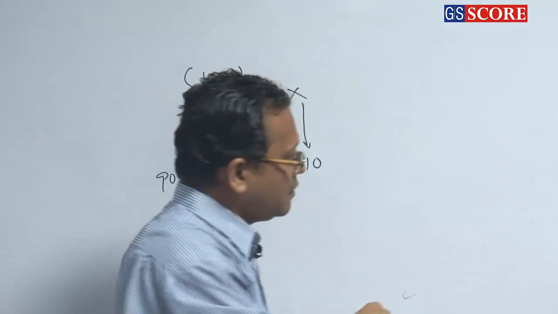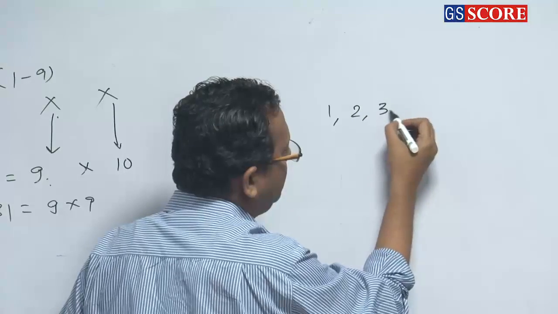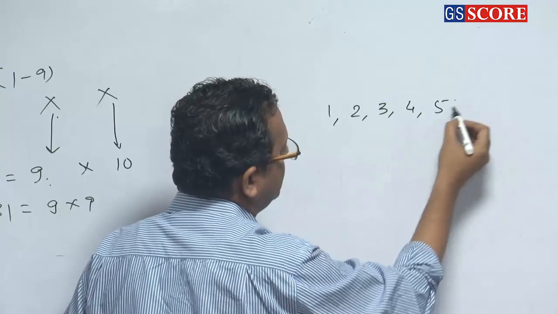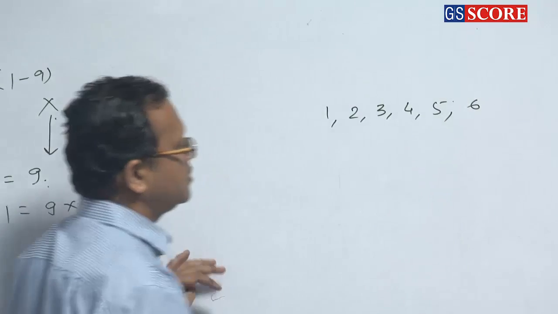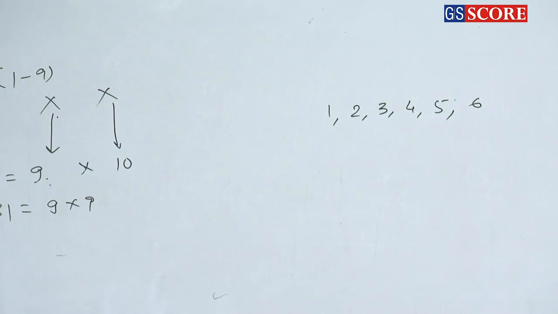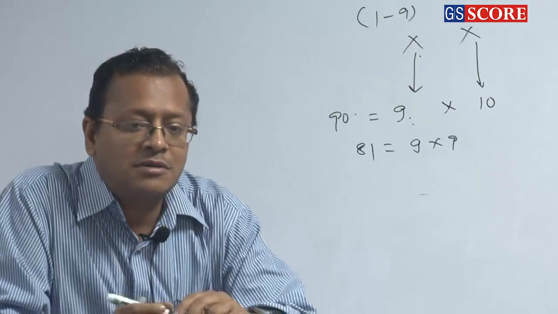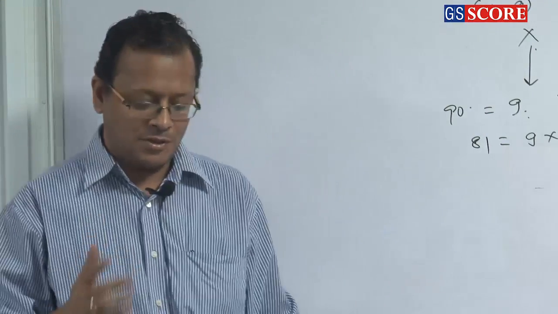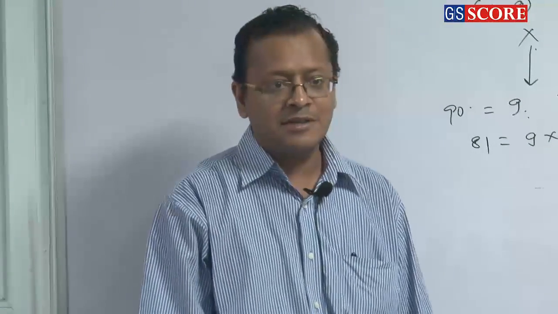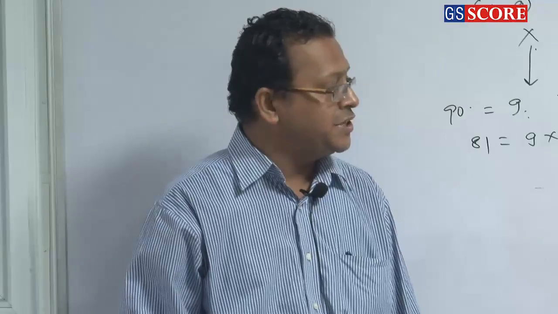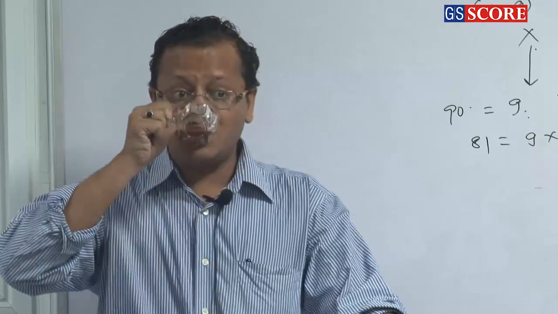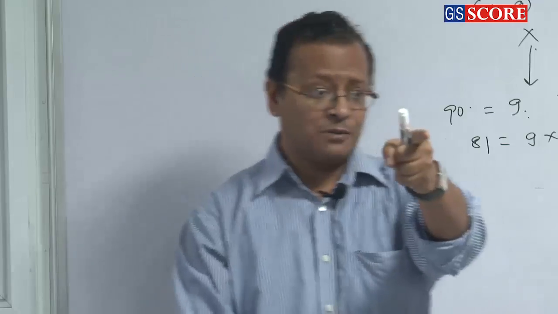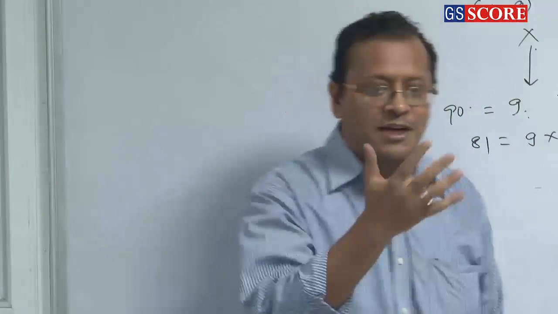Say, 1, 2, 3, 4, 5, 6. Clear or not? How many 3-digit even numbers can be formed? So what I am expecting here is, that was the question which I am expecting. You should ask me this question.